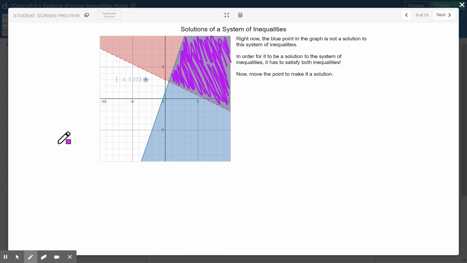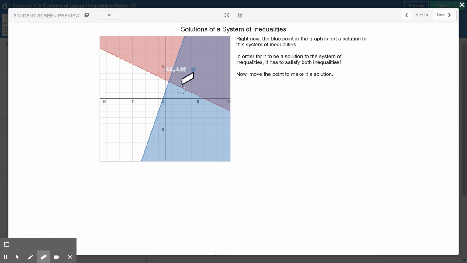Now it says the blue point in the graph is not a solution for the system. When it's blank like that, when there's no shading, that means it is false for everything. In order for it to be a solution, it has to satisfy both equations. So that's where that double shaded comes from. So I can put the ordered pair anywhere in this area, and that would work.